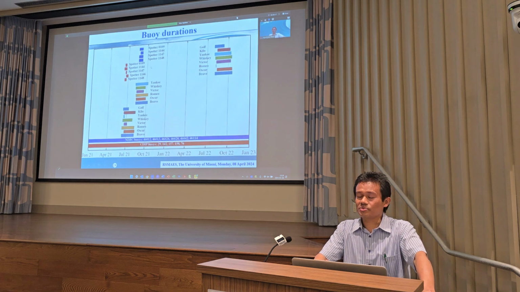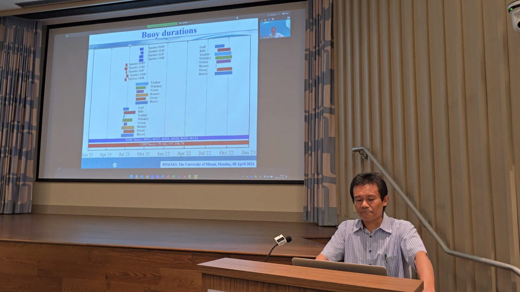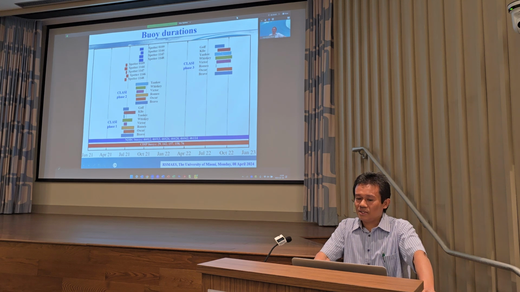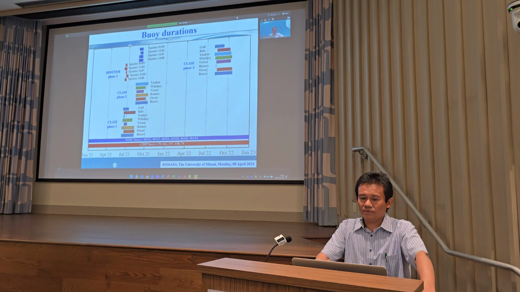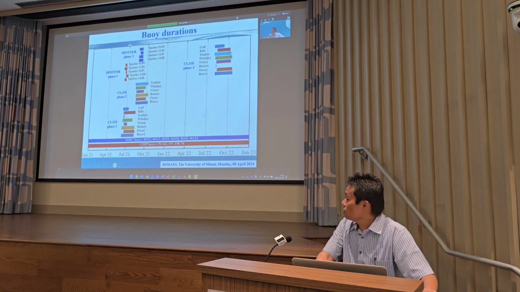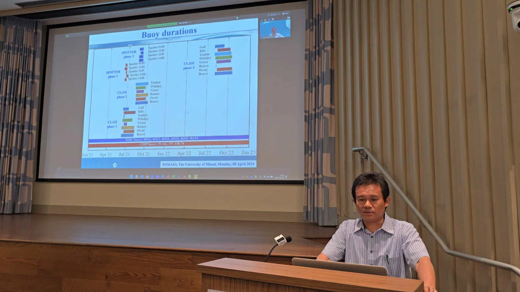What is the duration of the observations? We can see here that the CDIP buoys span 2 years of observations, and also NDBC. For CLASI buoys, phase 1 was conducted around July 2021, the second phase in August, September, October 2021, and the third phase, phase 3, in about August or September 2022. And then also the Spotter buoy phase 1, phase 2. So this is the duration of the buoys that we use for validation later on.